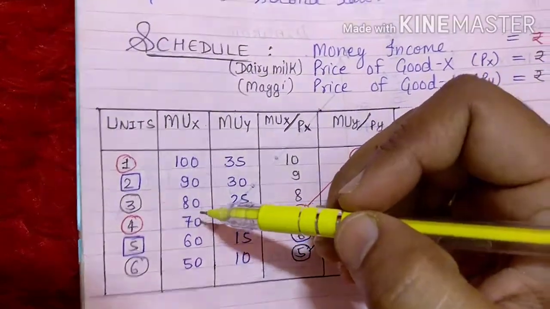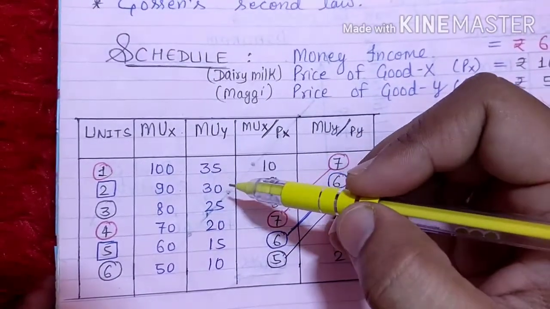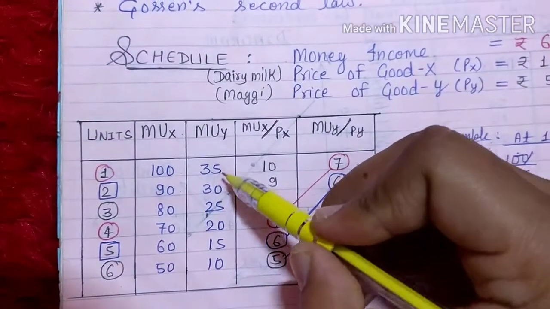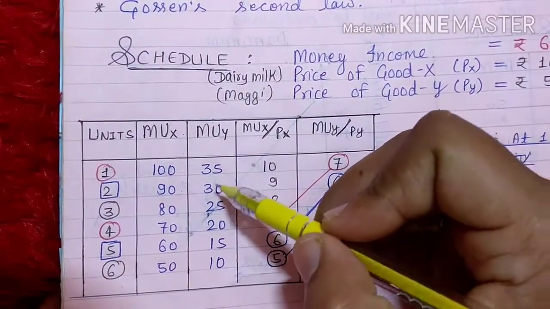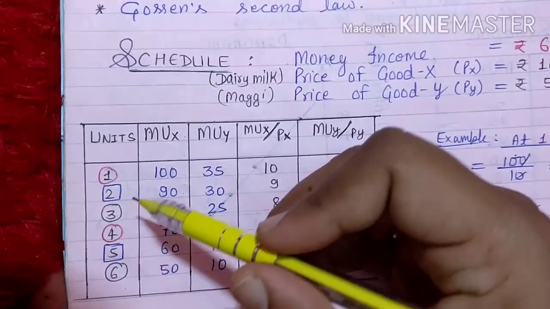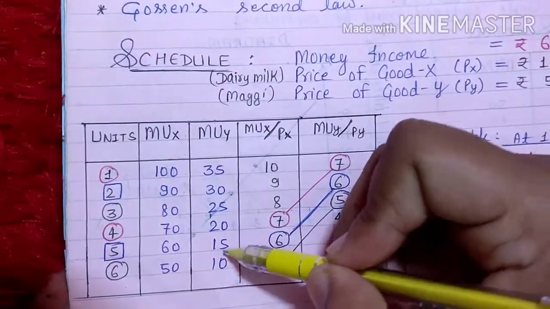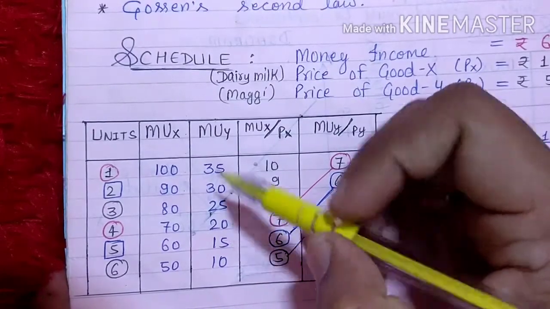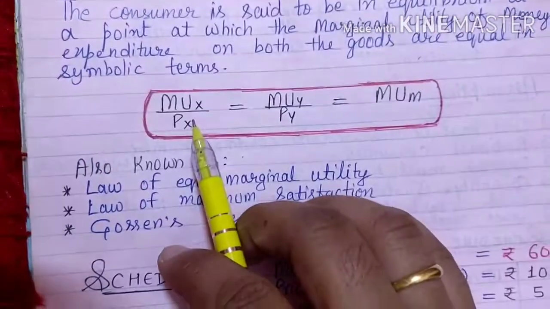Okay, now check good Y, which means Maggi. When we consumed the first packet of Maggi, how much satisfaction did I get? 35 units, or you can say 35 utils. Then I consumed the second and got 30, then 25, then 20, 15 and 10. This is also decreasing, and here also the law of DMU is applying.